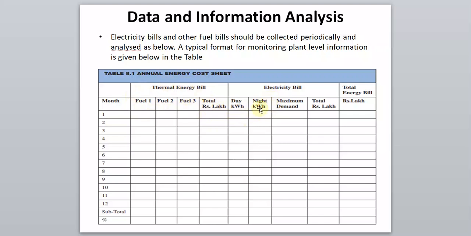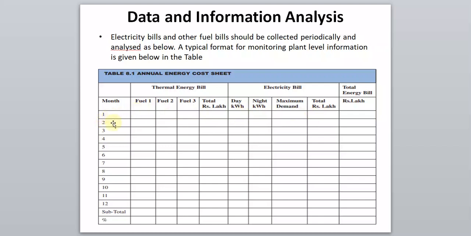Then for the electricity bill, you have different options like daily kilowatt hour and night kilowatt hour. Now this day is basically base load, night is basically peak load, and this is the maximum demand. So maximum demand will always be higher than the day and night loads. So this is your total rupees, in lakhs, that is the electricity bill for every month.